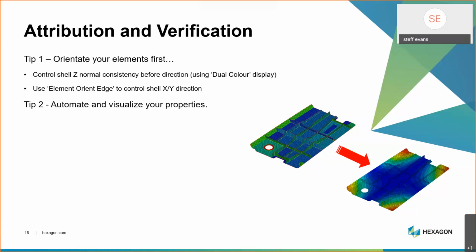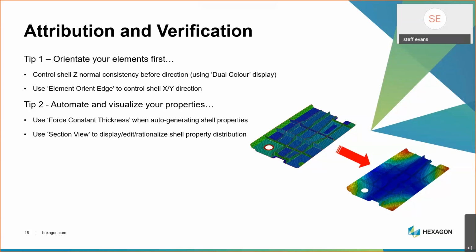Okay. You can automate and visualize your properties. So we've got a pretty nice automation tool where we can build shell thickness and offset information from an underlying 3D solid. It's good practice to use the force constant thickness when auto-generating shell properties. What you probably don't want to have in this kind of model is different shell thicknesses where you've got discrete fillet features. Okay, and then once we've got that, you can use the section view tool to do all sorts of things, display and edit those properties that have been created.